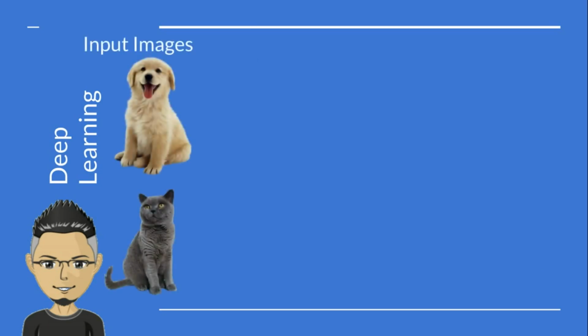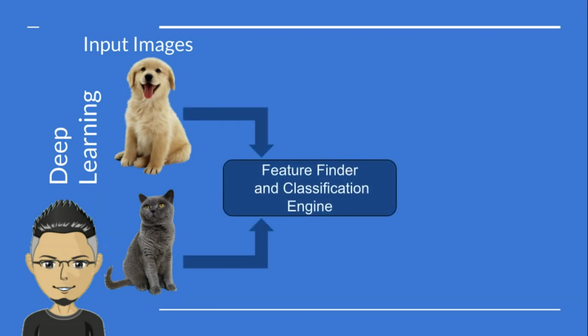Now comes the case of deep learning. Even here, we are provided with the input image datasets of cats and dogs. Then these images are fed into a feature finder and a classification engine, which is basically, in AI terms, a collection of hidden neural network layers doing various computations, which I'll cover in the neural network video.